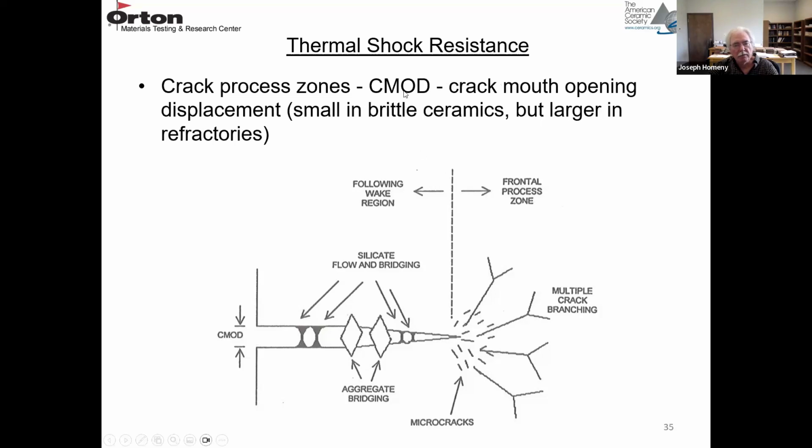And then the crack mouth opening displacement. This width of the crack, if it's a brittle ceramic, a high performance technical ceramic, is going to be very small, but it's going to be very large in refractory materials, and you need aggregates that are large enough to bridge that crack.